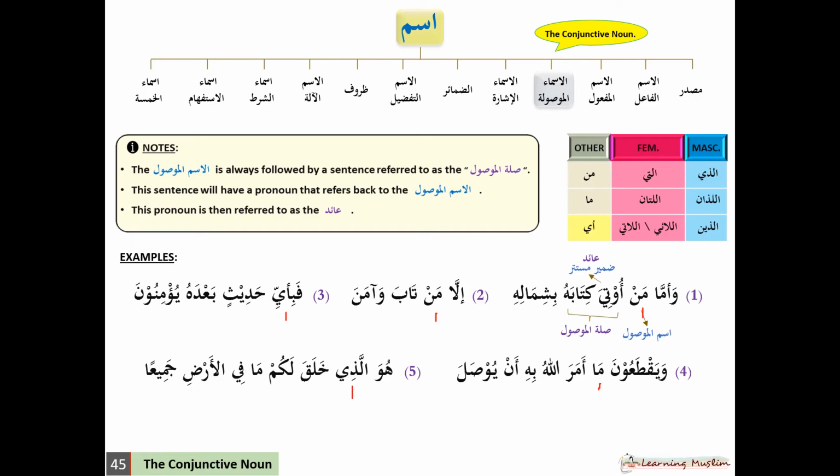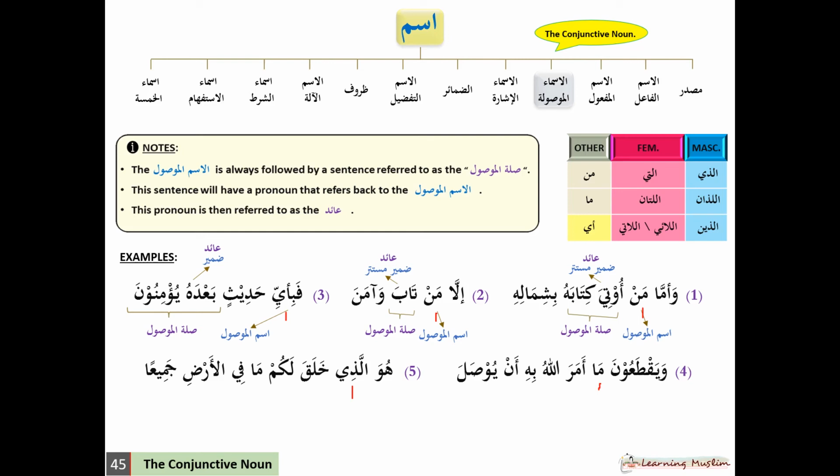Let's look at the next example. So man is the ismul mawsul. Taba is a verbal sentence. We call it the silatul mawsul. Inside of taba there's a hidden pronoun which is going to refer back to the ismul mawsul. Okay. Number 3. فبأي حديث بعده يؤمنون. The word أي is the ismul mawsul. And then we have that sentence بعده يؤمنون, and that sentence is the silatul mawsul. Inside of it we have a pronoun which is referring back to أي. So for بأي حديث, which speech are they believing بعده, after it.